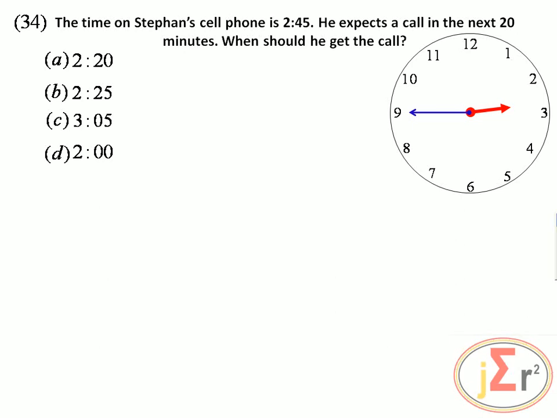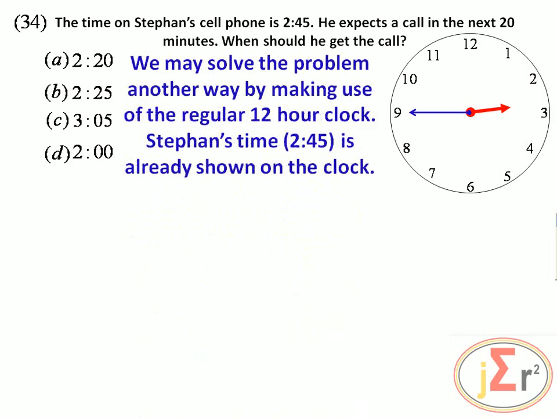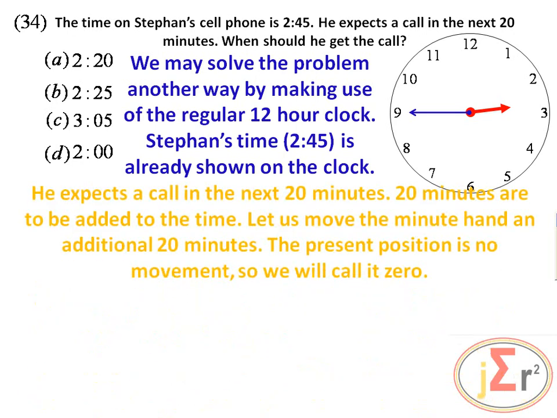So let us see how we will solve the problem entirely by making use of the circular clock. We may solve the problem another way by making use of the regular 12-hour clock. Stephen's time, which is 2 hours and 45 minutes, or 2:45, is already shown on the clock. So we have our clock there, and on the clock we have the time that is represented digitally on Stephen's cell phone, 2:45. How do we know it's 2:45? We'll see.